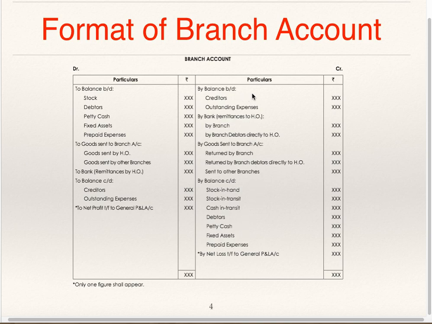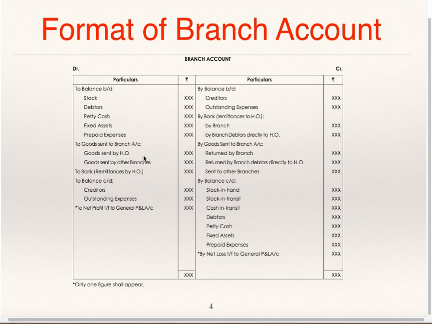On the credit side: by balance brought down, creditors and outstanding expenses, the opening balance of liabilities. Then on the debit side of the branch account: to balance carried down, creditors and outstanding expenses. So these are the closing balances of liabilities. So the balances to be written: to balance brought down and by balance carried down for assets, by balance brought down and to balance carried down for liabilities.